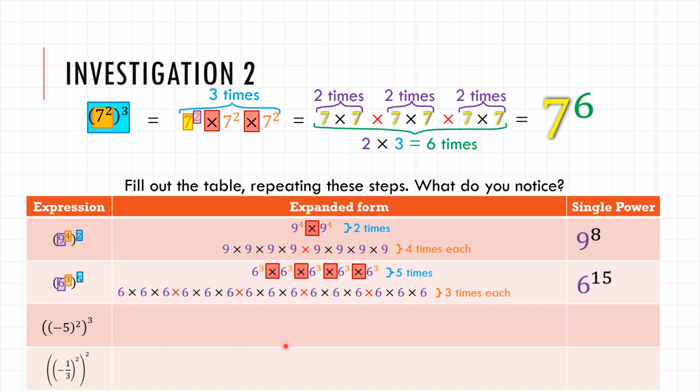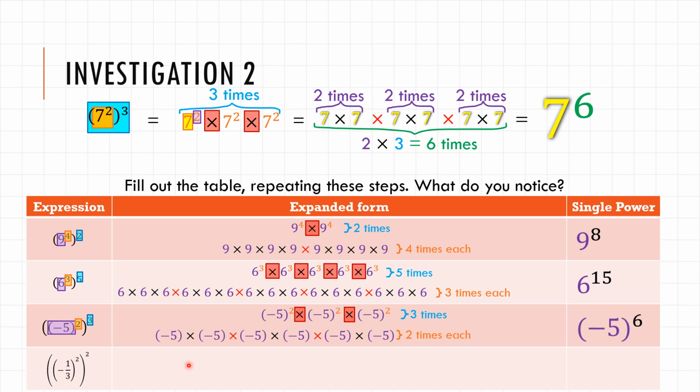In our third row, we start to look at what happens if the base is a negative number. This would be negative 5, all in brackets. Remember, because this is a negative number, we do need to keep it in brackets. This is negative 5 squared times negative 5 squared times negative 5 squared, a total of 3 times. Each of these is negative 5 times itself twice. So we have 3 groups, and each group has 2 negative 5s. In total, we must have 6 negative 5s.